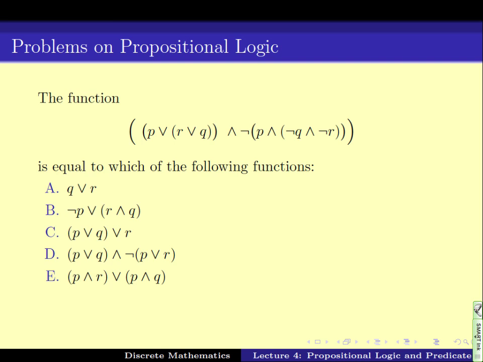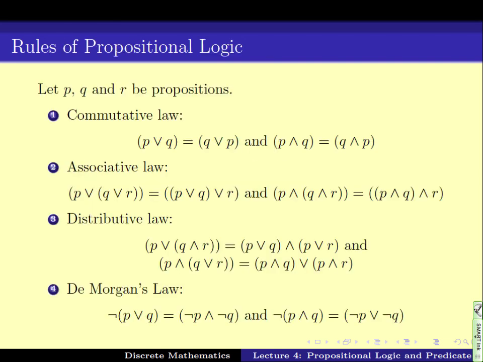Now, here is a problem. This problem is saying: let's take P or R or Q, and not of P and not of Q and not of R. This particular expression is equivalent to which of the following? Let's try to solve this problem. We will use the rules of propositional logic that have been listed out here.